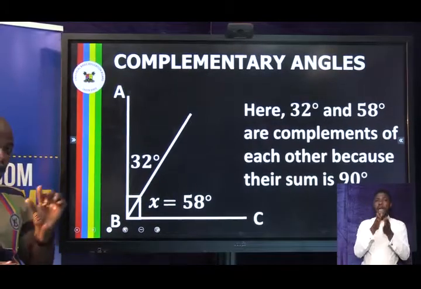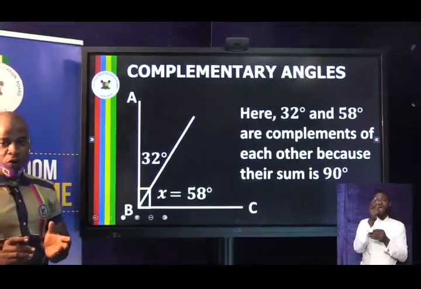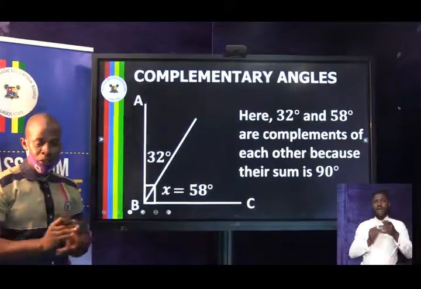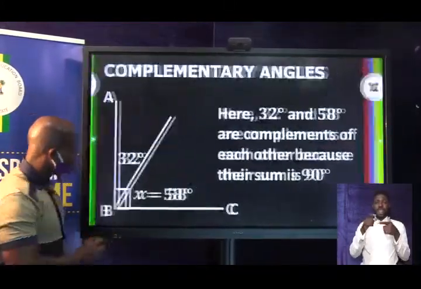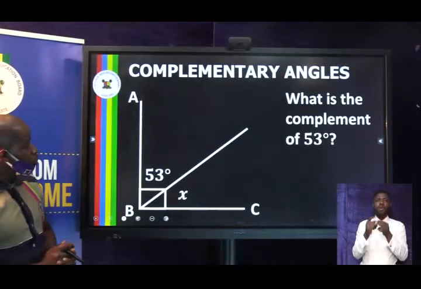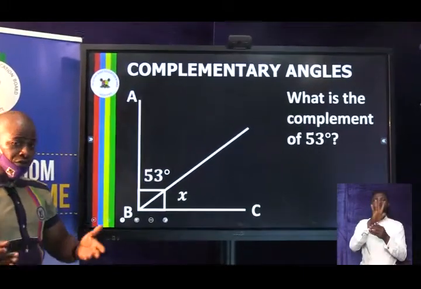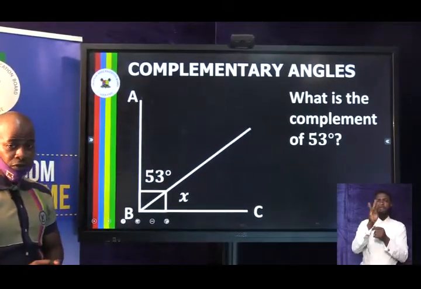When you're asked to find the complement of an angle, it means what will I add to it to get 90. Let's see some examples. What is the complement of 53? Calculate that quickly by yourself.